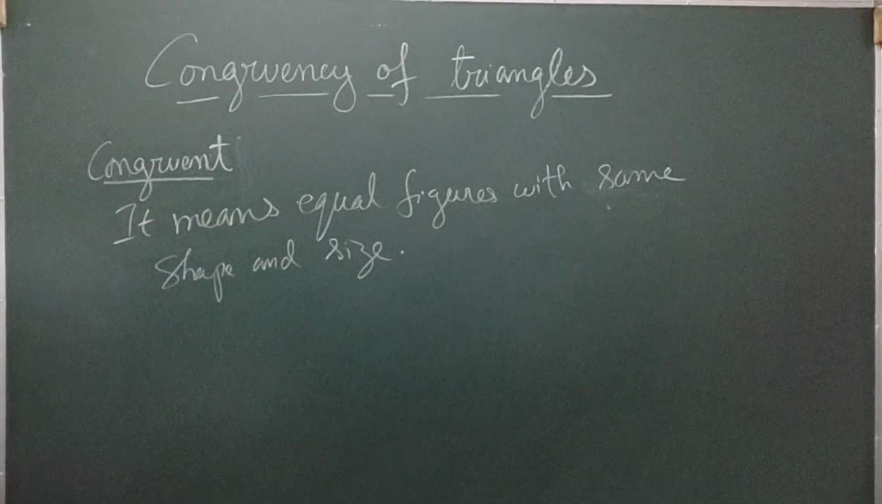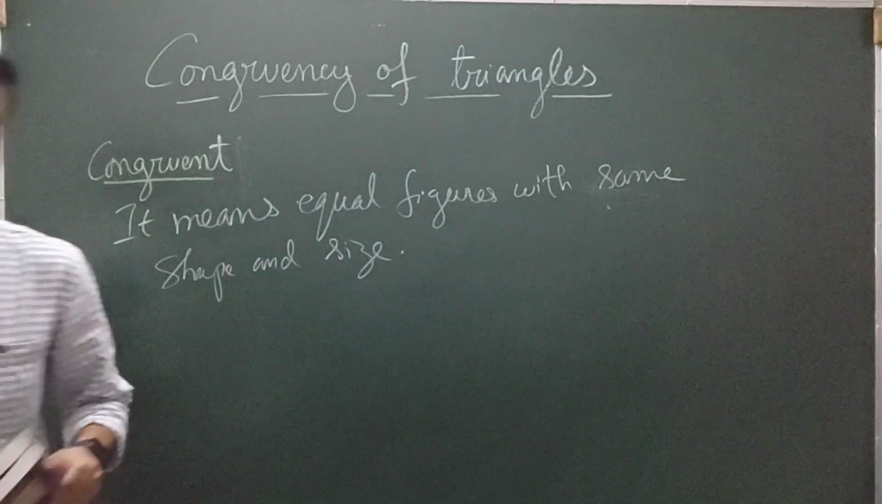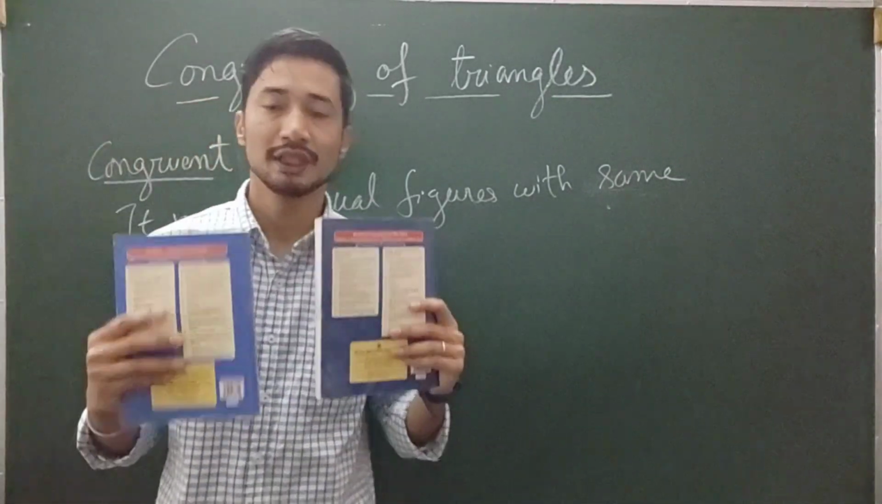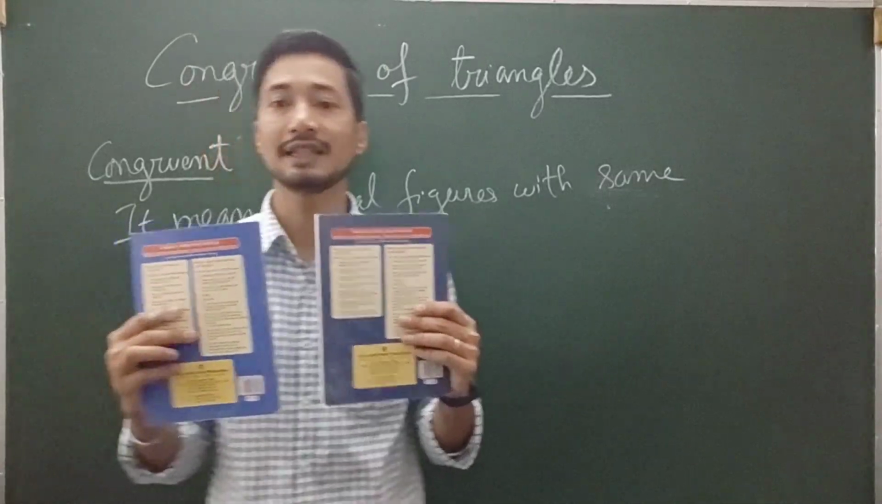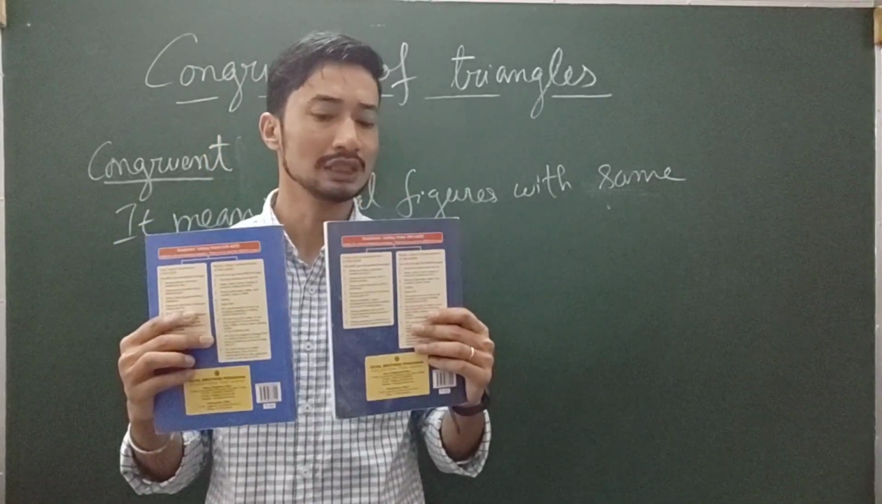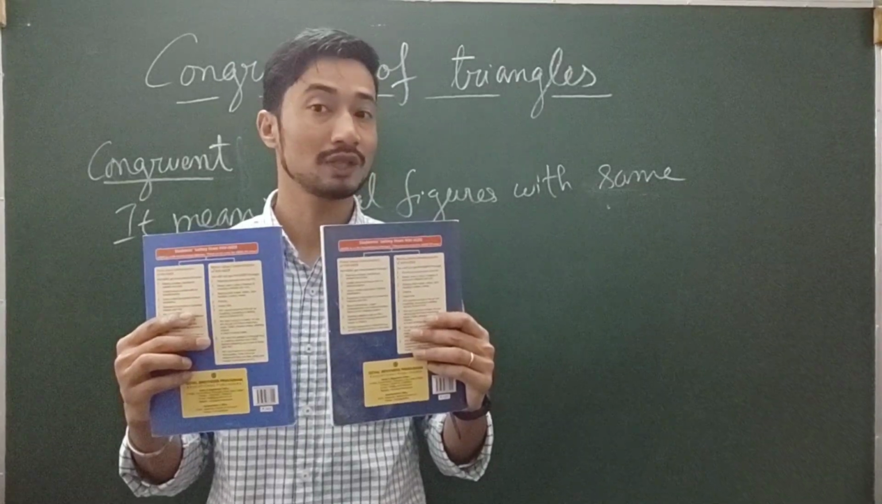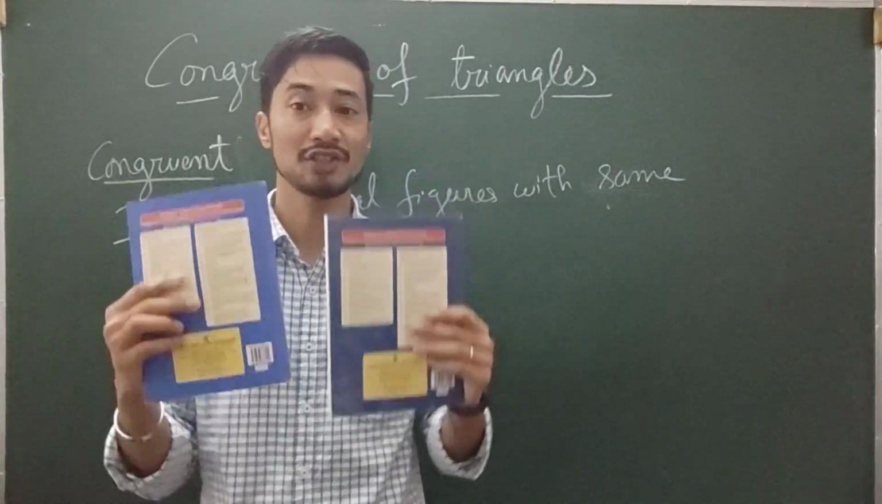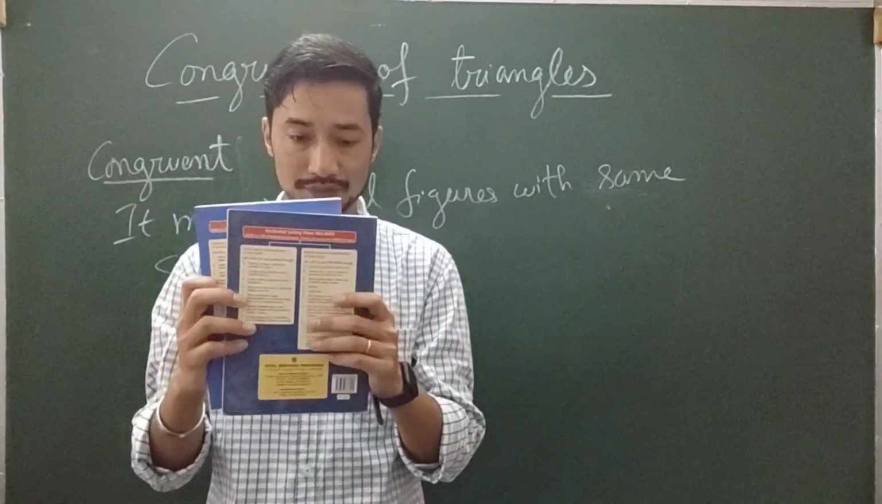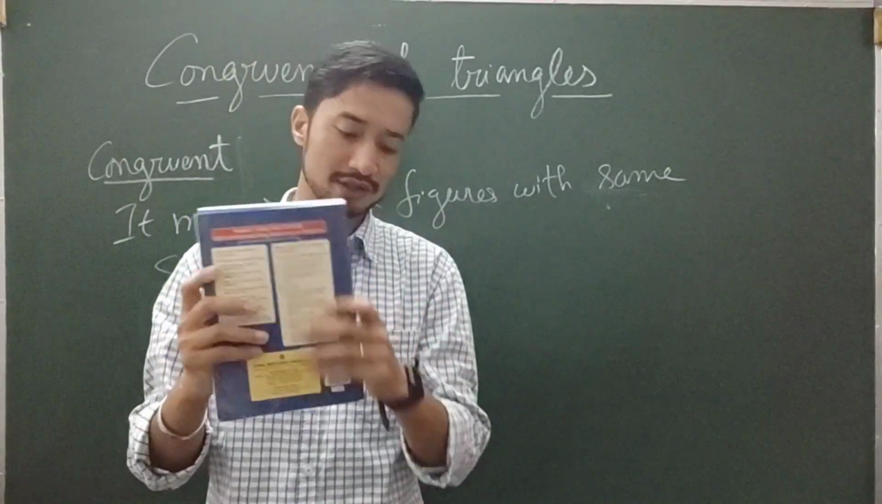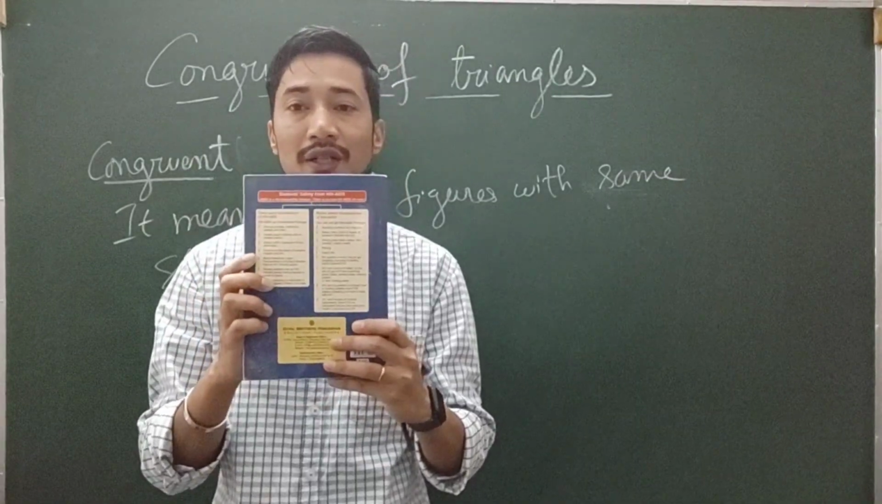Now I'll give you an example. See, these two notebooks, you can see that they are very much congruent. They are exactly the same. Of course, color is different, but we're not concerned with the color. Shape, size. Now you can see that if I overlap these two, nothing is left extra, exactly the same. See, perfectly overlapped.